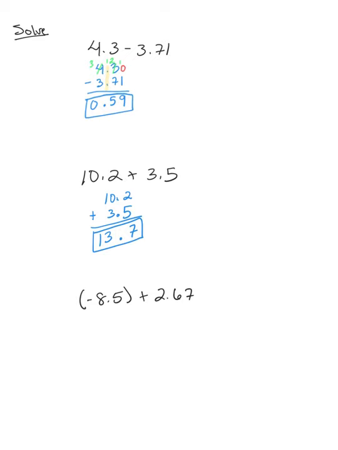Now it's time to deal with a negative number. Okay, this gets interesting. There are a couple of rules with the negative number. Okay, the sign of the answer is the sign of the biggest number. All right, so in this question, negative 8.5 plus 2.67, which number is biggest? Yes, that is biggest. I'm going to assume you answered right.